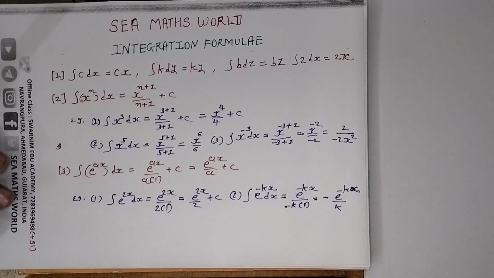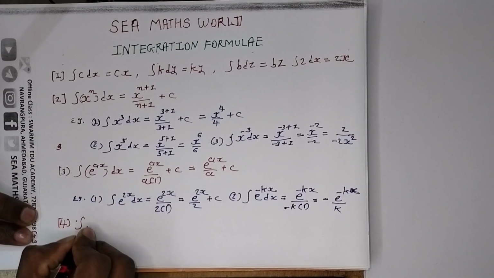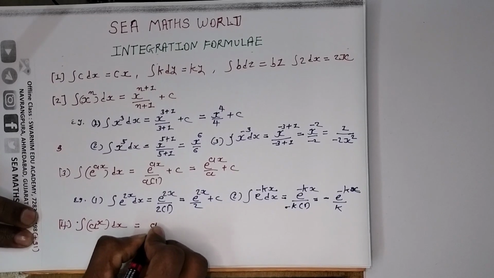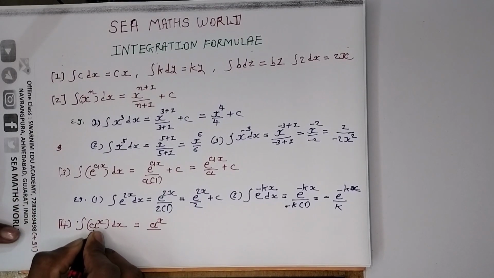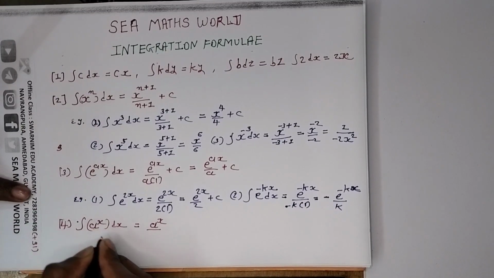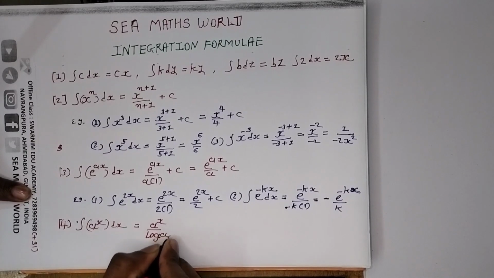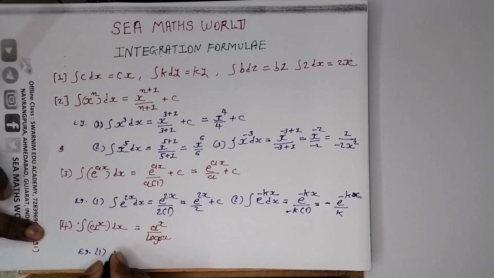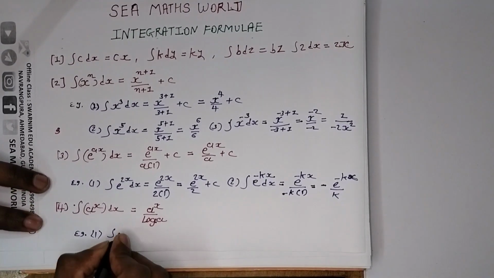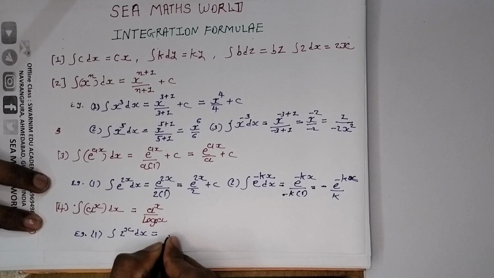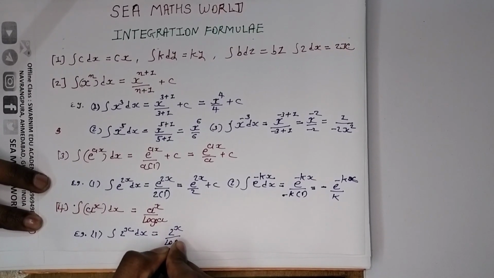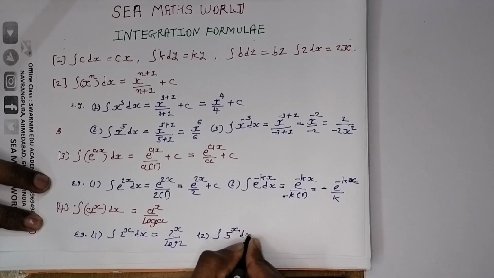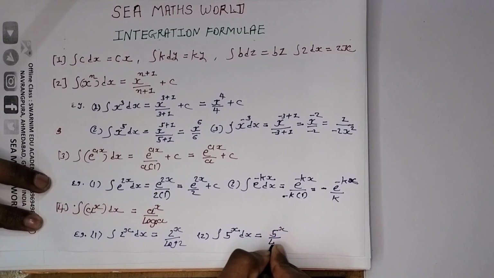Now our next formula, number 4, is integration of a raised to x with respect to x is equal to, as it is, a raised to x. Then apply log to the base and write it in division. So the log a term will be in division. Let's understand it through examples. Integration of 2 raised to x, according to the formula, is 2 raised to x upon log 2. Second example, integration of 5 raised to x with respect to x is equal to 5 raised to x upon log 5.